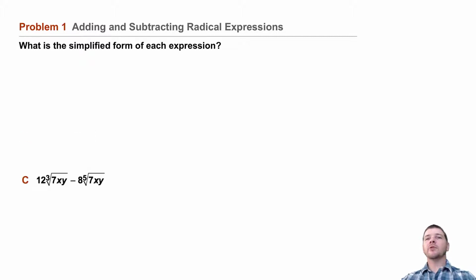Part C. What about 12 times the cube root of 7xy minus 8 times the fifth root of 7xy? Well, in this case, our radicands are the same, 7xy, but our indexes are different, 3 and 5. Since the indexes are different, you cannot combine the expressions.